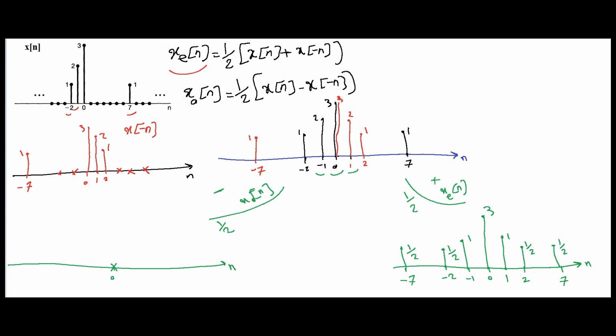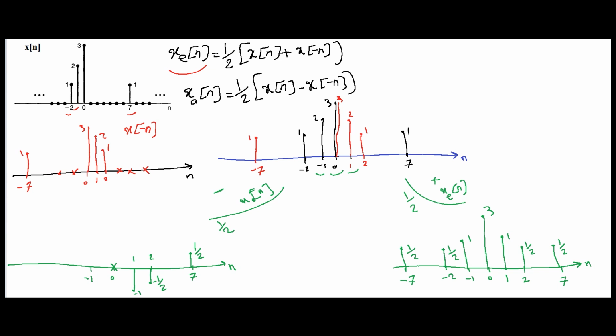For the odd part, we subtract x[-n] from x[n] and then multiply the result by 1/2. At n equals 0, the two values are equal, so the result is 0. At n equals 1, x[n] is 0, while x[-n] is 2. Therefore, 0 minus 2 gives -2, and multiplying by 1/2 gives -1.